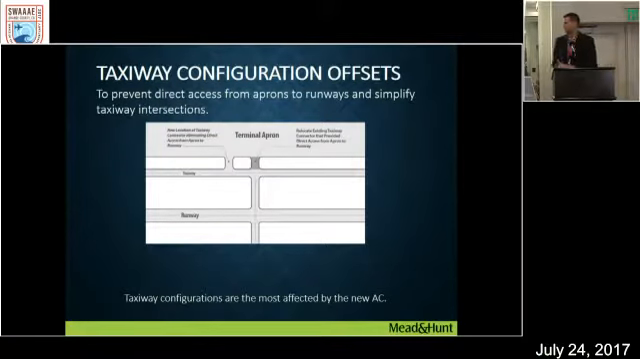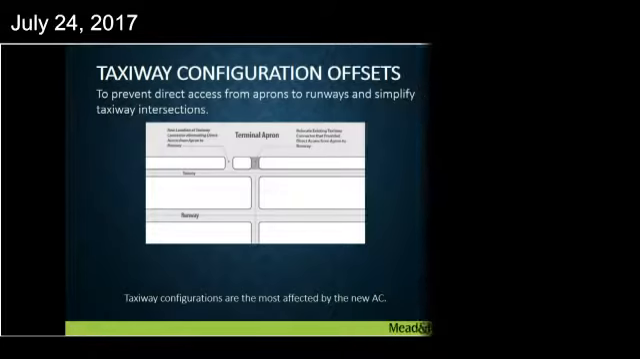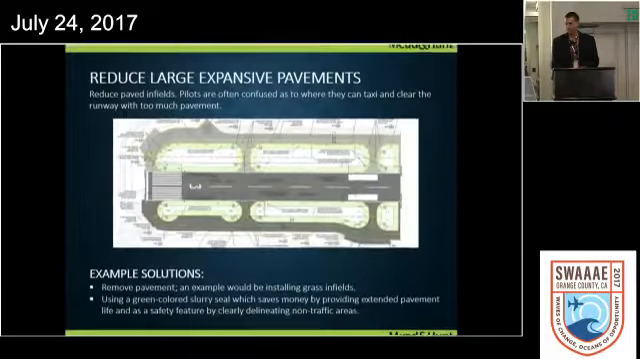So the taxiway configurations are most affected by the Advisory Circular 13A, with the taxiway configuration offset that you see there. The overall goal is to offset the taxiways so you do not have direct access from the aprons to the runways, and also to simplify the taxiway intersections. Essentially, they want to require the pilot to make an assertive effort and have to taxi and turn onto a new taxiway, following a new connector in order to get onto the runway, just to prevent the pilot from unawarely ending up in the runway environment.